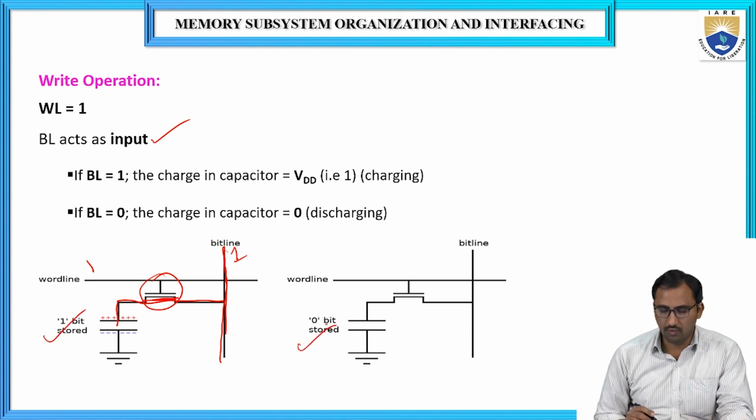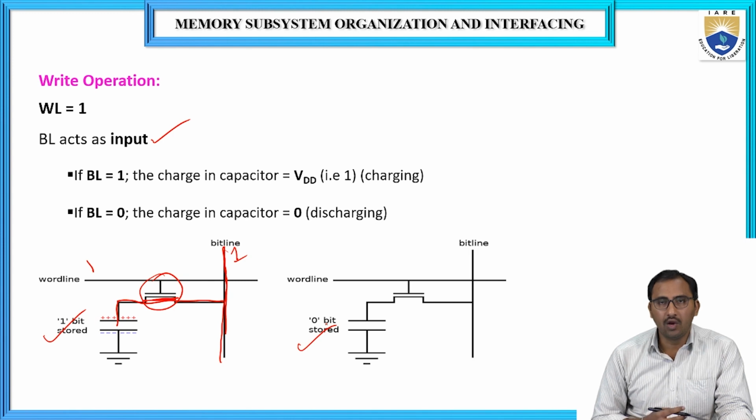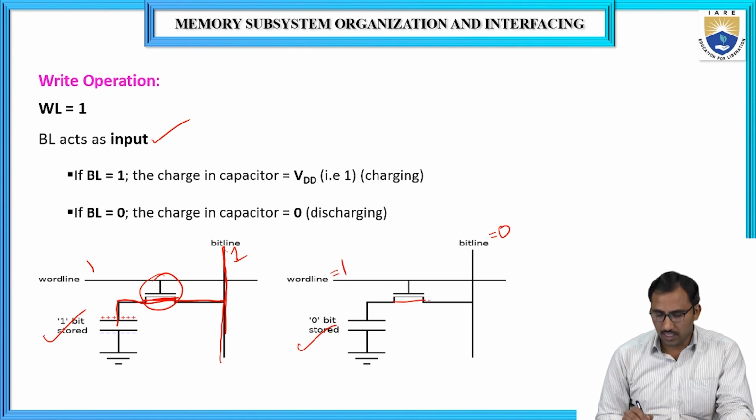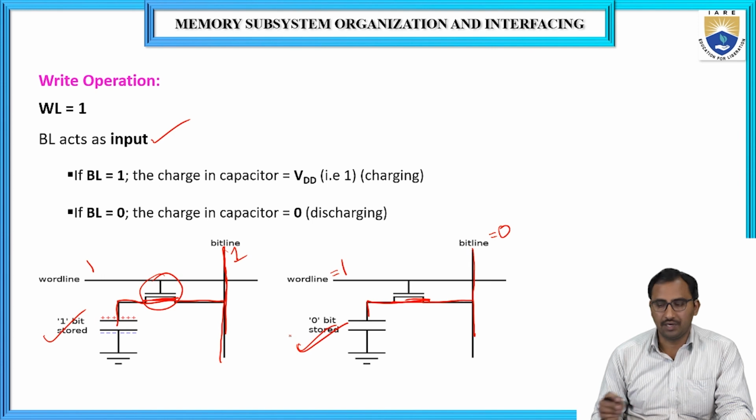Similarly, logic 0. Suppose you want to write a logic 0, then we have to apply that logic 0 to the bit line, and the word line is equal to 1. Then this pass transistor will be turned on, and this logic 0 will be shared with the capacitor. So the capacitor will store logic 0. So in this way we can perform the write operation.